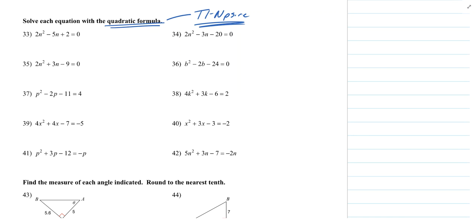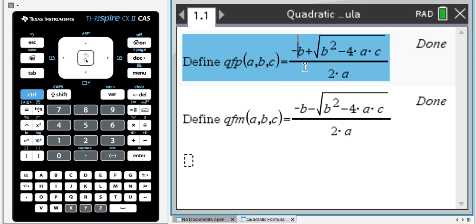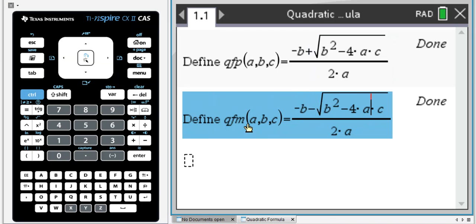And what I would recommend before your test is that you write down these expressions from the calculator screen, because if you recall, all we need to do is type this expression into your calculator, and the calculator will store QFP as a command and allow you to execute the quadratic formula with the plus sign, and then copy and rewrite it, change the QFP to an M, and then change this sign to a minus, and then the calculator will have a program that will execute the quadratic formula with a subtraction sign or a minus sign.